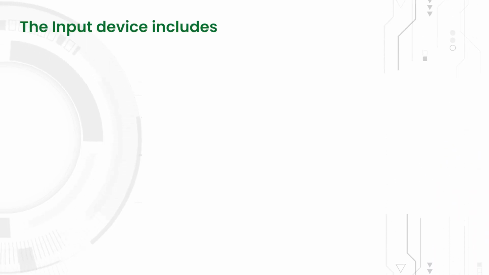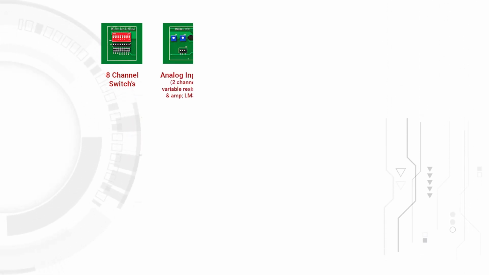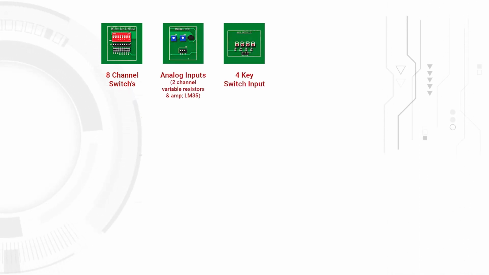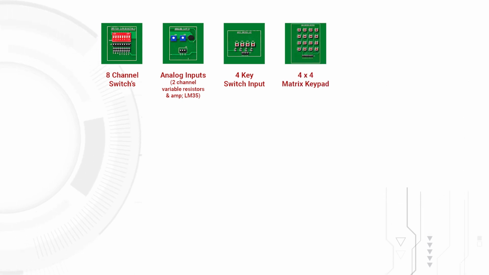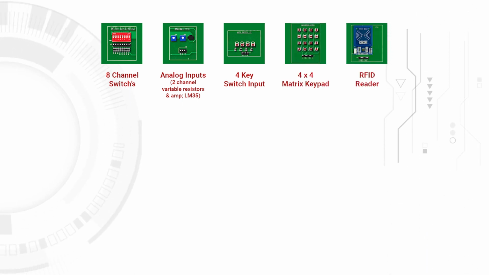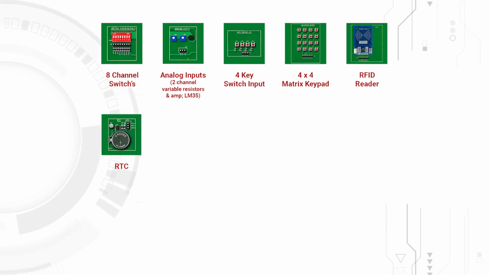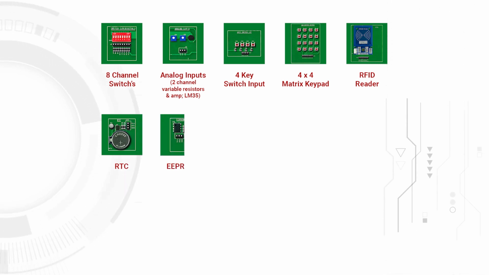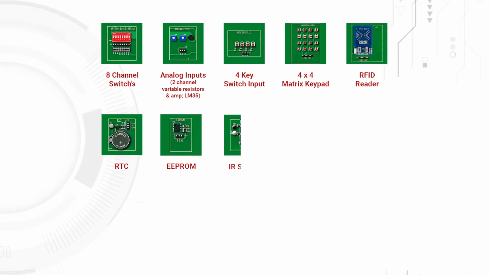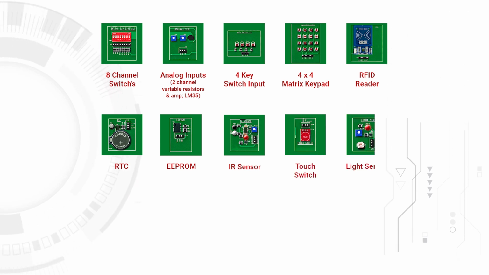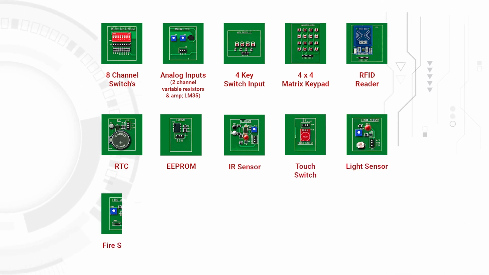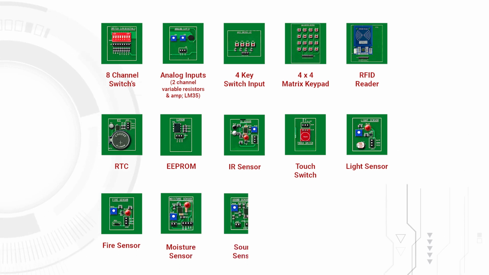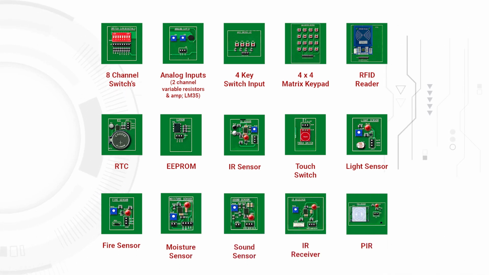The input device includes 8-channel switches, analog inputs, 2-channel variable resistors and LM35, 4-key switch input, 4x4 matrix keypad, RFID reader, RTC real-time clock, EEPROM easily erasable programmable read-only memory, IR sensor, touch switch, light sensor LDR, fire sensor, moisture sensor, sound sensor, IR receiver and PIR sensor.